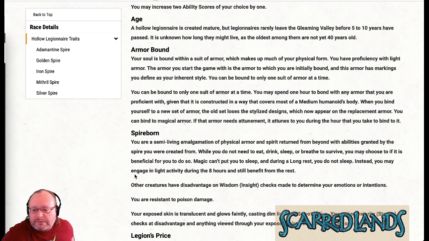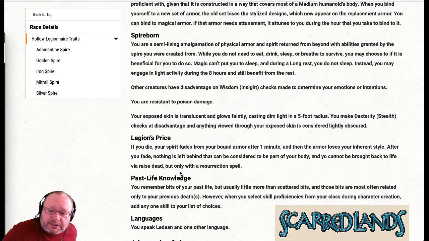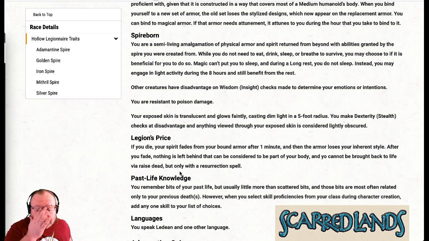So now, the way it's written in the playtest anyway, is that your exposed skin is translucent, glows faintly, casting dim light in a 5-foot radius. You make Dex stealth checks at disadvantage, and anything viewed through your exposed skin is considered lightly obscured. Obviously, you're a light source, which is nice, especially for a species that doesn't have darkvision. But you can't hide something behind a Hollow Legionnaire. You can hide it behind their armor, but if they have exposed skin, you can't hide it behind it because you can see through them. I think that's funny.